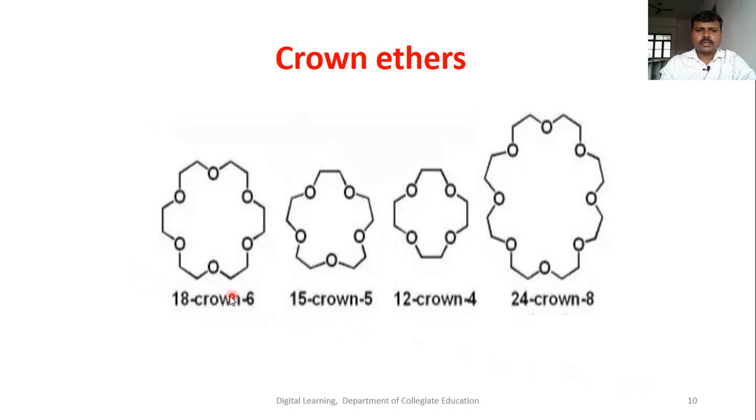These are some examples of crown ethers. As you can see, the number of oxygen atoms here is 6. These 2 oxygen atoms are separated by 2 carbon atoms. In the first example, oxygen atoms are 6, and in the second example, oxygen atoms are 5. In the third example, oxygen atoms are 4. In the last example, there are 8 oxygen atoms separated by 2 carbon atoms each.